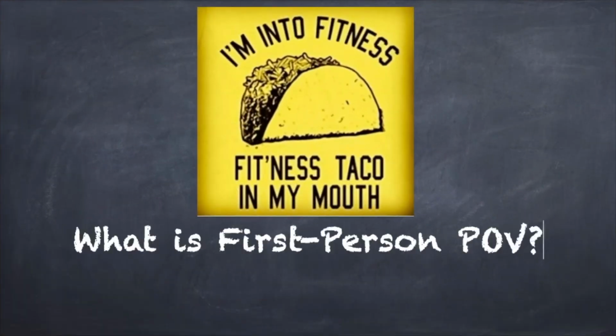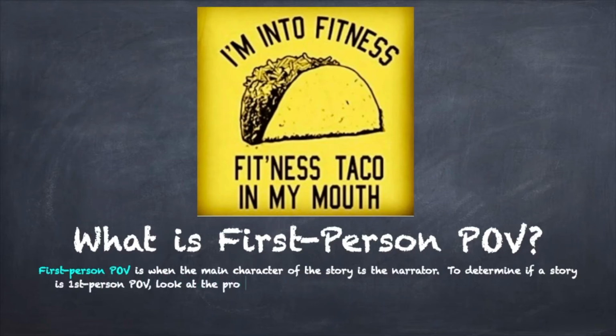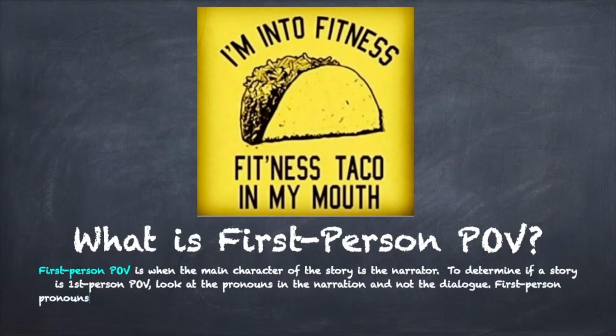What is first-person point of view? Well, first-person point of view is when the main character of the story is the narrator of the story. In order to determine if a story is first person, second person, or third person, you need to look at the pronouns in the story, and you have to specifically look at the pronouns in the narration and not in the dialogue. Dialogue is what the characters actually speak aloud inside of stories, and it has quotation marks around it. You don't want to use dialogue because dialogue can use pronouns I, me, my when the story isn't first person. So instead you focus on the narration.